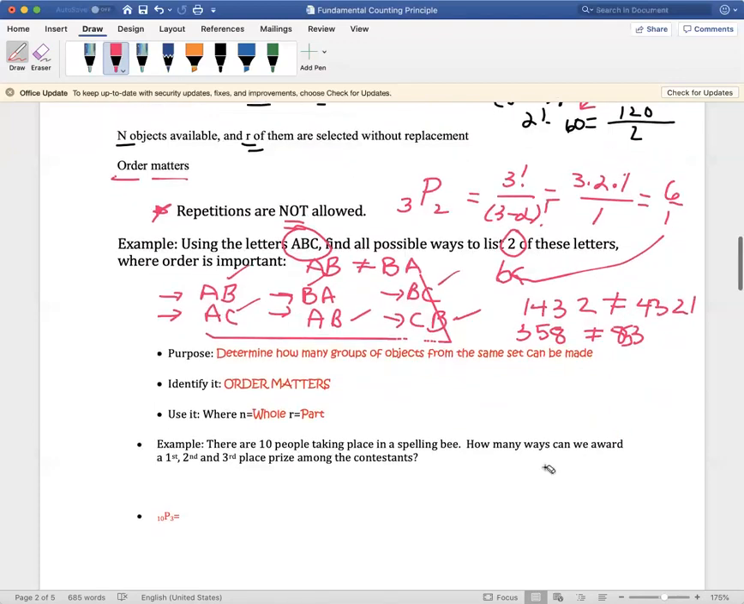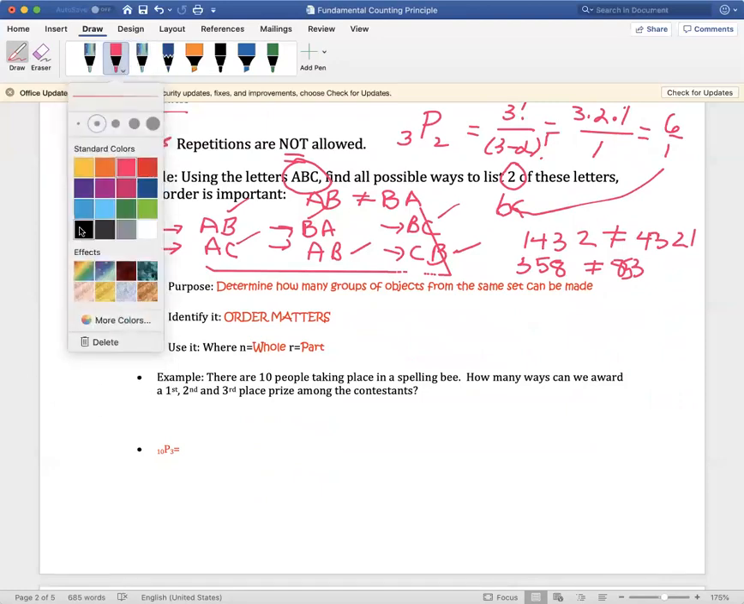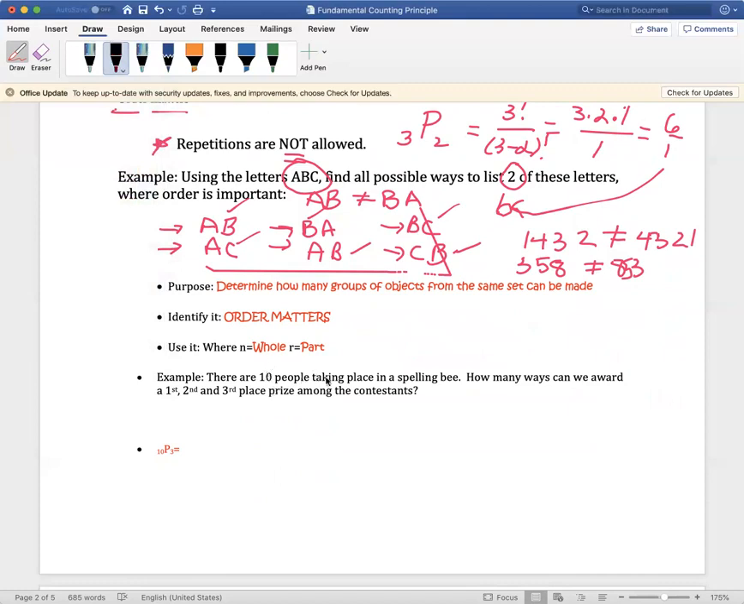All right, so let's take a look at this example over here. For our first example, there are 10 people taking place in a spelling bee. How many ways can we award a first, second, and third place prize among the contestants? Well, let's take a look at this. This is an example of a permutation, and I want to make sure that you understand why order is important.